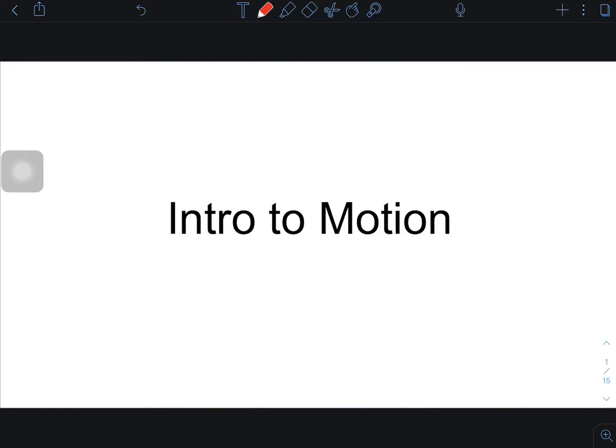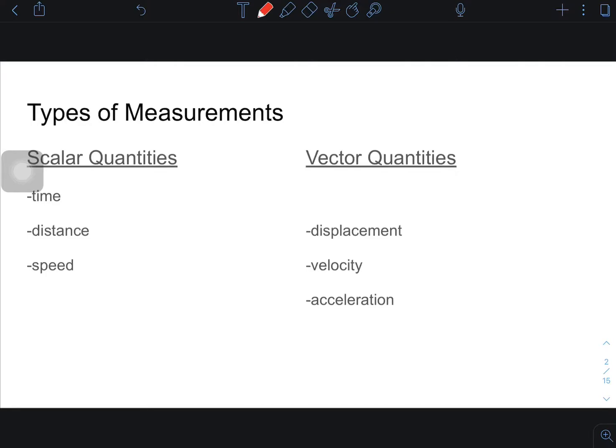So this is just where we're going to introduce motion, nothing too crazy, but we just got to lay some groundwork so when we are back in person, we kind of can move on from here. So physics stuff, motion. When we talk about motion, we really have to introduce these types of measurements.